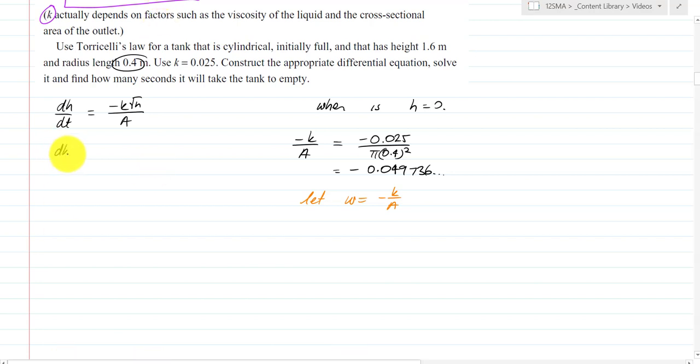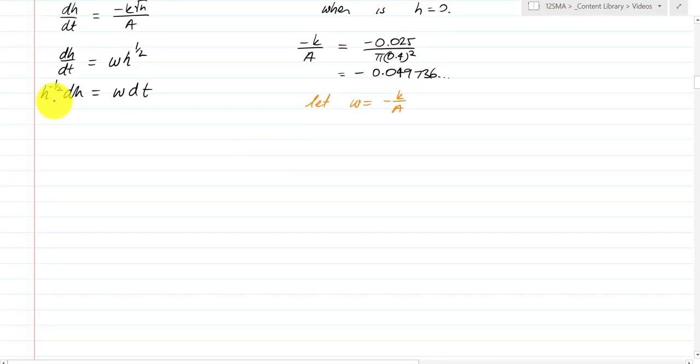I'm going to write my differential equation instead as dh/dt is just equal to some constant times h to the power of a half. And now I'm going to solve this differential equation. So I get h to the power of negative a half dh equals some constant dt, and that constant's about negative 0.049. And then I'm going to integrate. I get h to the power of a half over a half, so I've integrated there, is equal to wt plus some constant. Now I know w, I just don't know c, so this gives me 2 times the square root of h is equal to wt plus c.